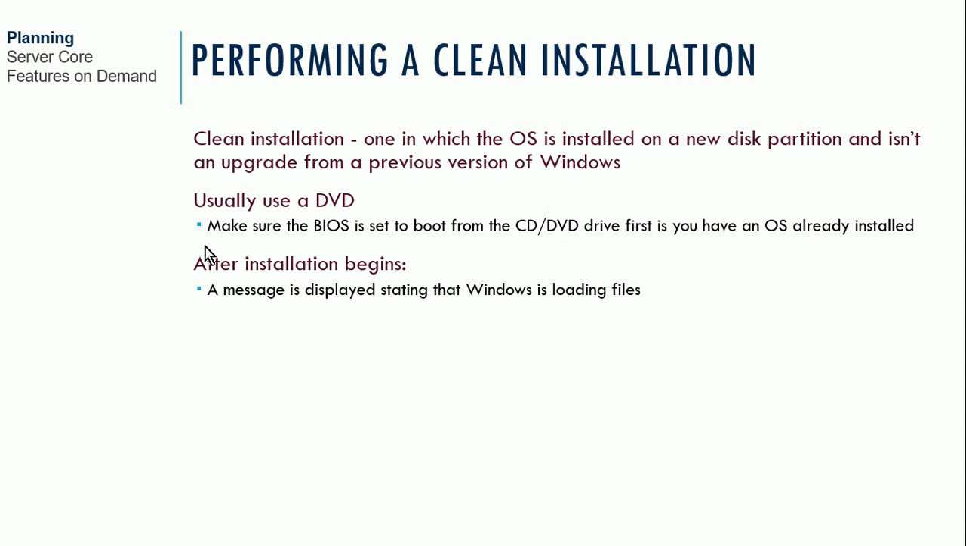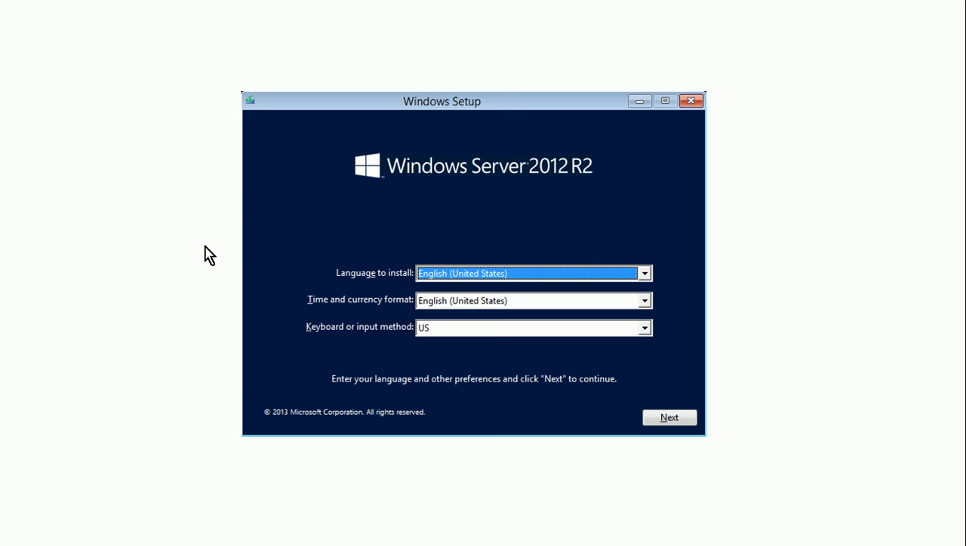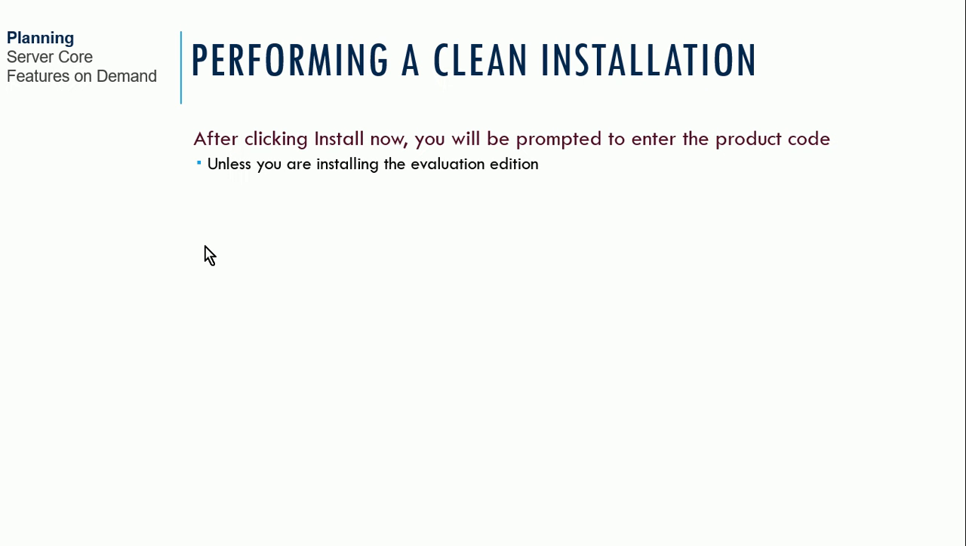After it begins, a message is going to be displayed that it's loading all the files, and that might take a little bit of time. You'll have to pick the language, the time, and the keyboard configuration in order to continue, and it's going to look a little bit like this. So when you see this screen, you're well underway in the installation for your Windows 2012 server.